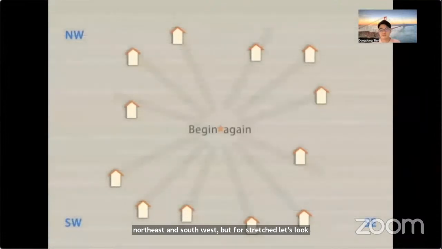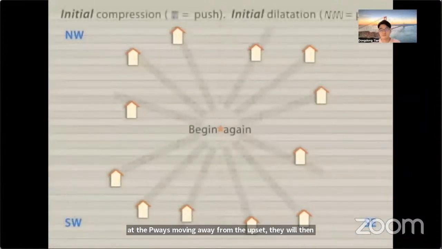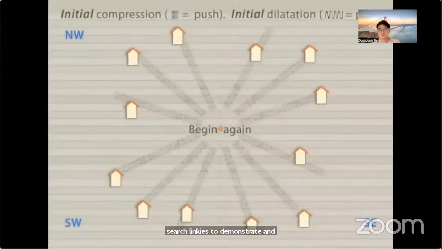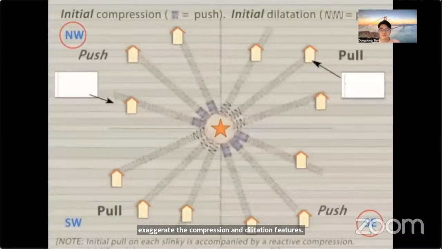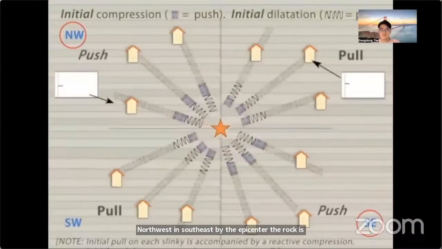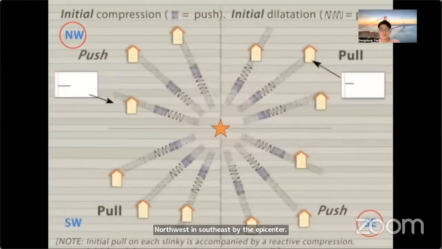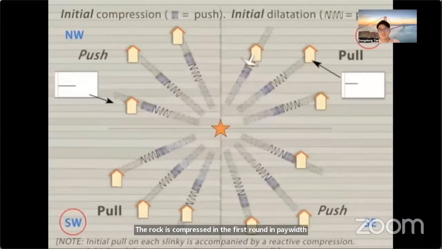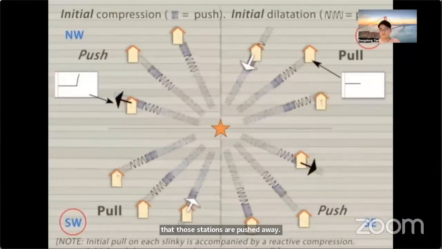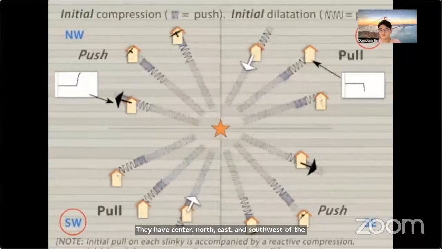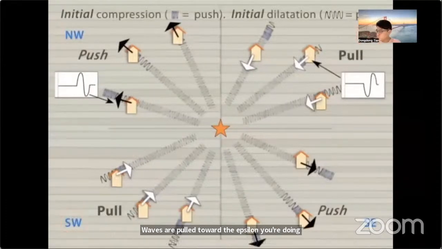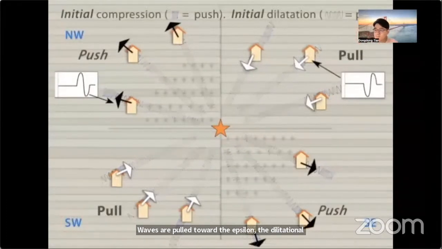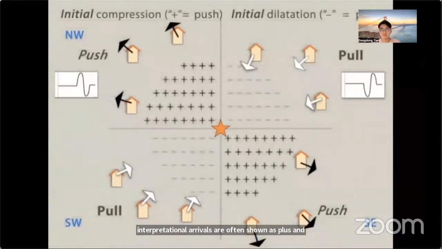We will insert slinkies to demonstrate and exaggerate the compression and dilatation features. Northwest and southeast of the epicenter, the rock is compressed, and the first arriving P waves at those stations are pushed away from the epicenter. Northeast and southwest of the epicenter, the rock is stretched, and the first P waves are pulled toward the epicenter. The dilatational and compressional arrivals are often shown as plus and minus signs, respectively.